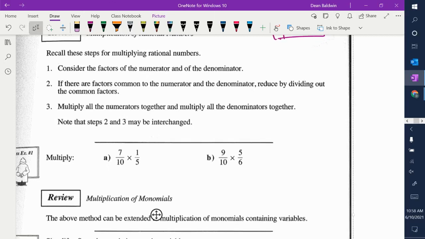How do you multiply fractions? Top times top. So if you're doing 7 over 10 times 1 over 5, 7 times 1, 5 times 10, that's it. Okay?